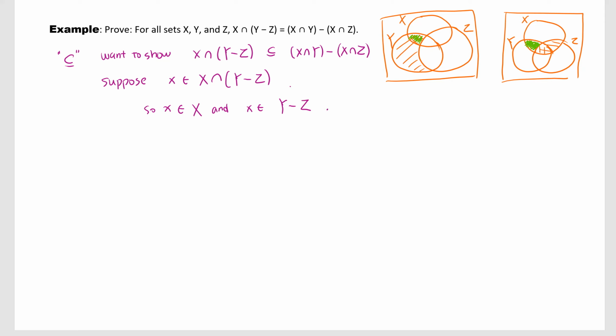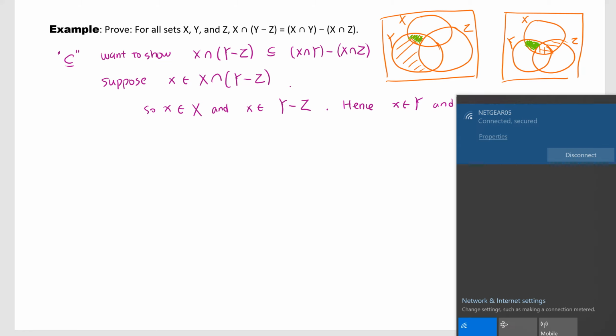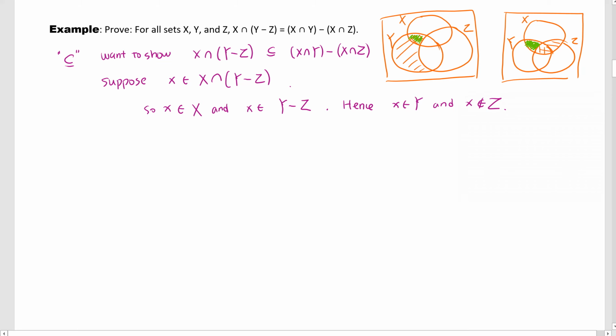Okay, and because x is in Y − Z, what does that mean? We get x is in Y and x does not belong to Z. This is by the definition of set minus. Next, look at our goal. You can see x is in X and x is in Y, so we can say since x is in X and x is in Y, then we have x in X ∩ Y.